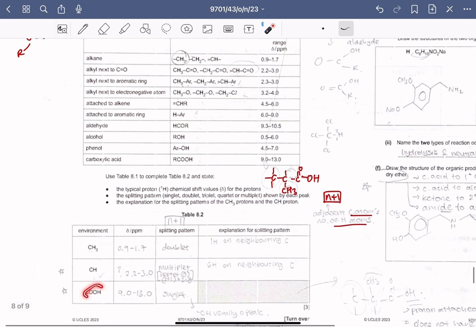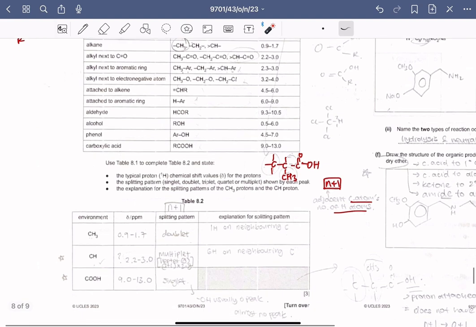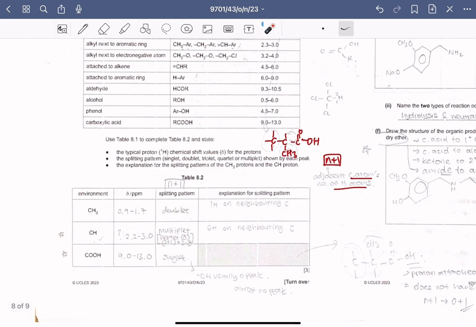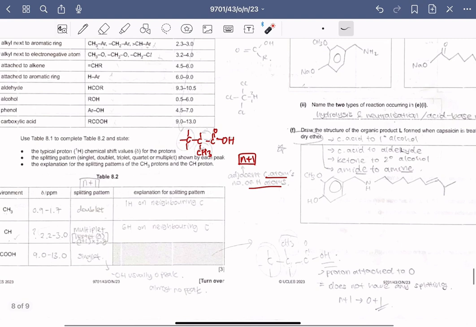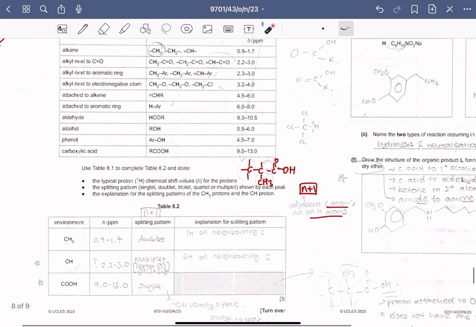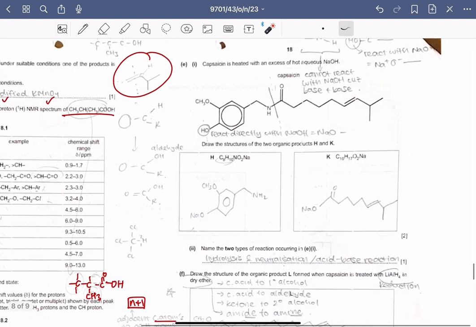Next, COOH. This is special because it focuses on the OH, and OH usually has almost no splitting, and this is a rule. The proton is attached to O and does not have any splitting. Therefore, n plus 1 is 0 plus 1, so this is a singlet. The ppm is 9 to 13.0 because it is RCOOH, which is special.